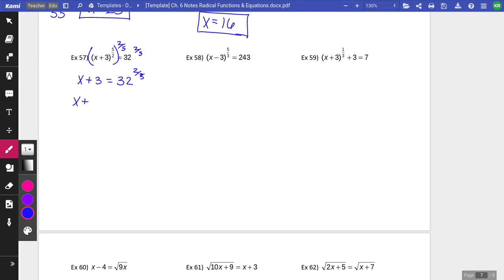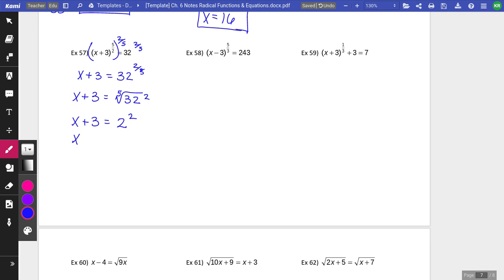Okay, well, if I think about what that means, that's the 5th root of 32 and then squared. 32 is a lot of 2's. It's actually 5 2's. So if you do a factor tree, you're going to be able to do one group of 2's. So the 5th root of 32 is 2, but then that's going to get squared. So x plus 3 equals 4. Move my 3. And I get x equals 1.